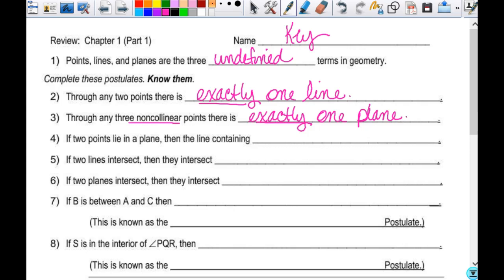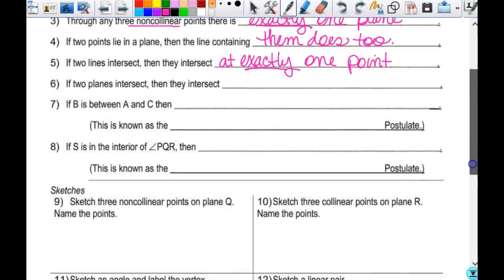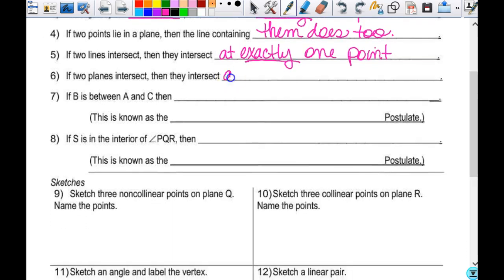And if 2 points lie in a plane, then the line containing them does too. Okay, if 2 lines intersect, they intersect at exactly 1 point. If 2 planes intersect, then they intersect at exactly 1 line.